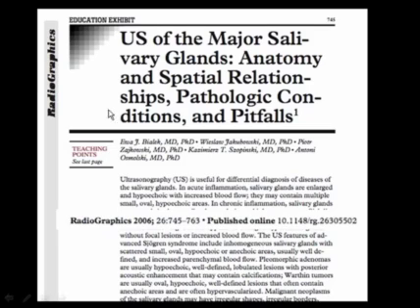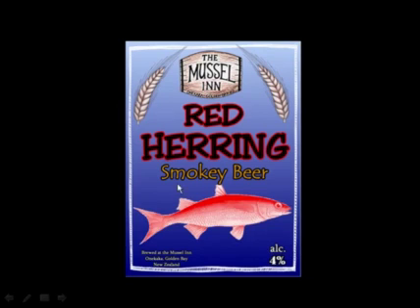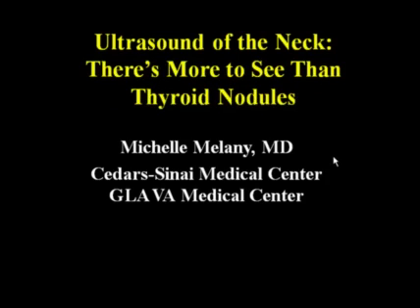I will reference this article, which was quite good, in Radiographics, describing ultrasound of the major salivary glands, if you're interested. Hope I didn't put you to sleep with this lecture. I showed you a few red herrings, such as Zenker's diverticulum and cervical ectopic thymus, which you might run into during your radiology careers. And thank you very much for your time.